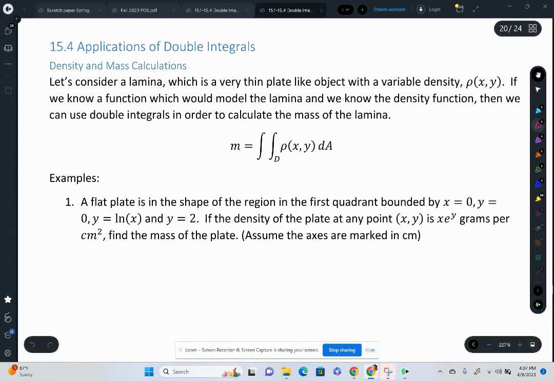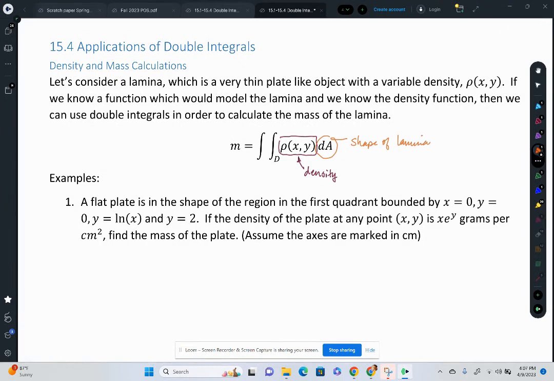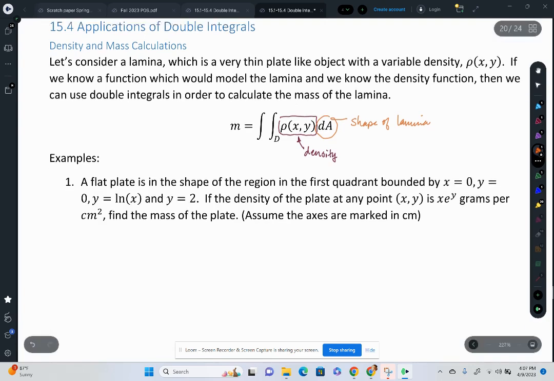In this formula, this rho of xy is going to be my density function, and dA is going to come from the shape of the lamina. If we integrate the density over the shape of the lamina, we're going to come up with the mass of that lamina. So let's start with an example.